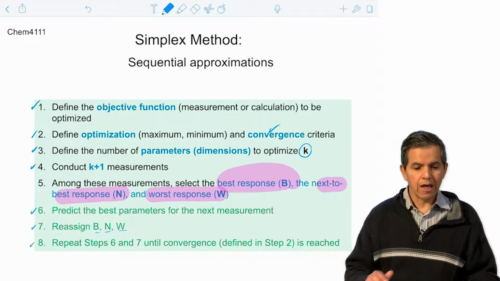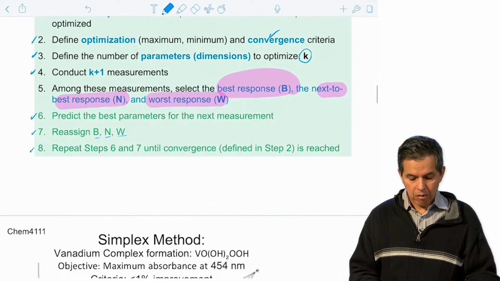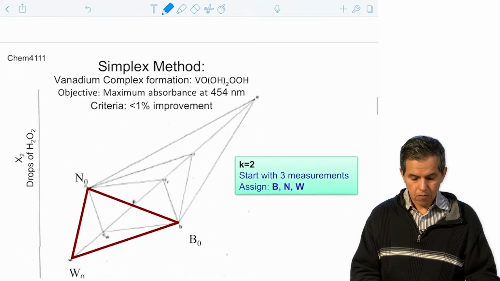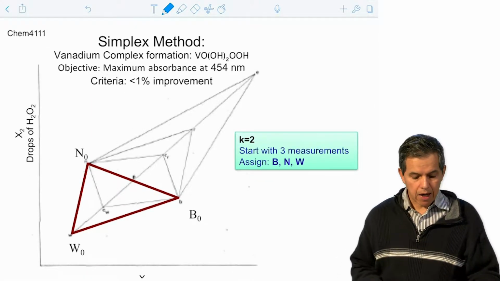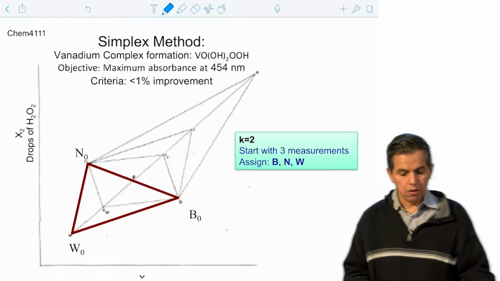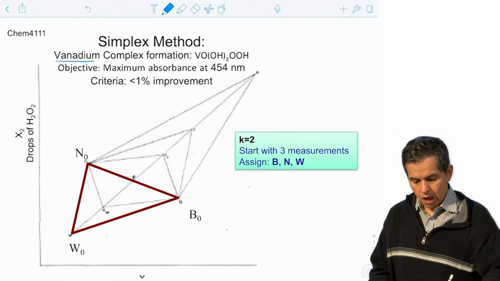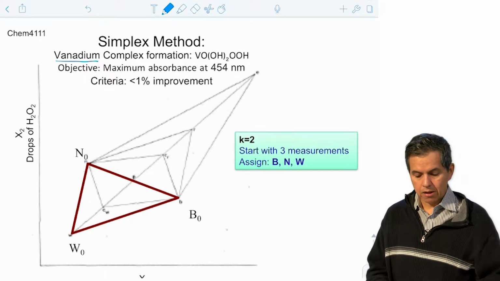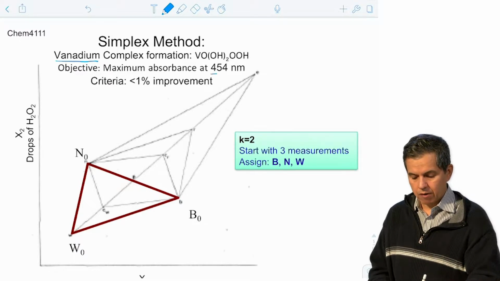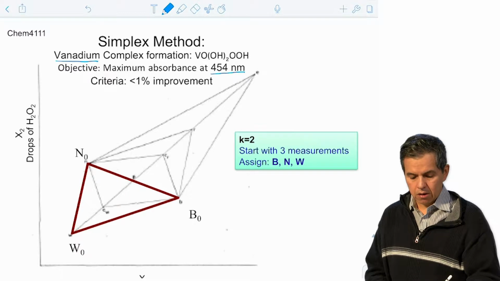And one way that I like explaining this is by looking at a graphical representation of what this might entail. So let's begin by imagining a reaction that requires vanadium, and vanadium is going to form a complex that is visible, that absorbs light in the visible range at 554 nanometers. This complex is represented right here.